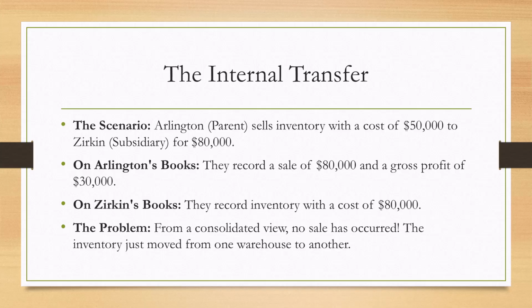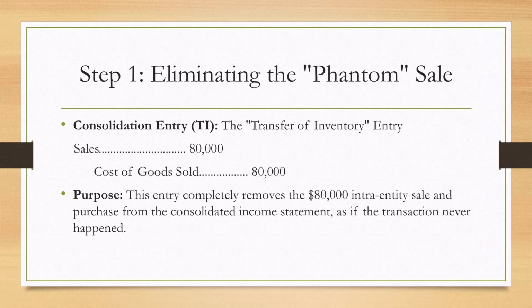But has the consolidated entity, the single company, actually earned anything yet? The answer is no. The inventory has simply moved from one of our warehouses to another. That $30,000 profit isn't real yet. Our first step on the consolidation worksheet is entry TI. The TI stands for transfer of inventory.